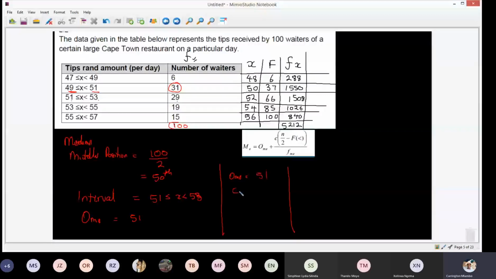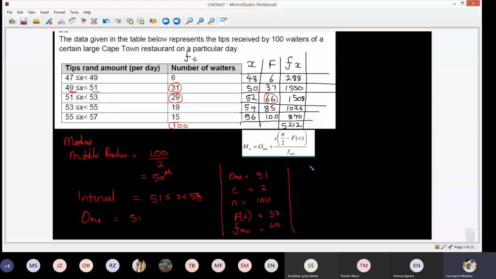Your class width, 53 minus 51, is 2. The number of items, we have 100. Then the previous cumulative frequency, we are at 50, 51 to 53. This is the cumulative frequency. So what is the previous one? It is 37, right? And what is the frequency of the median? The frequency of the median is 29. Once you can identify that, you are done.